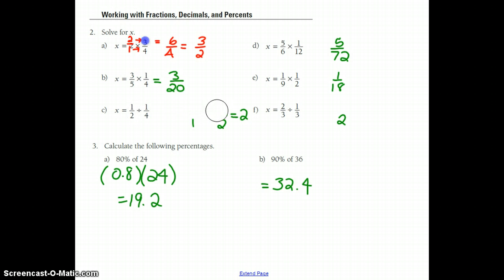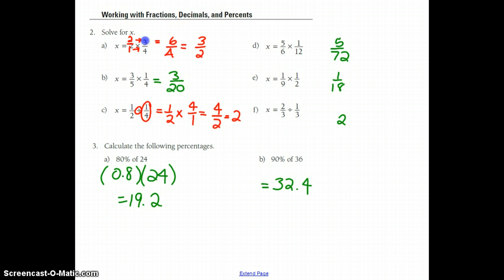Division is slightly different because with division, you need to kiss and flip the last term. So what that means is you need to flip this last term and change your sign to multiplying. So we'll get 1/2 times 4 over 1, then multiply straight across. Equals 4 over 2, which can be reduced to 2.